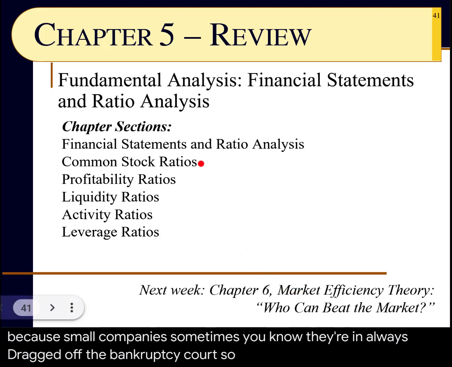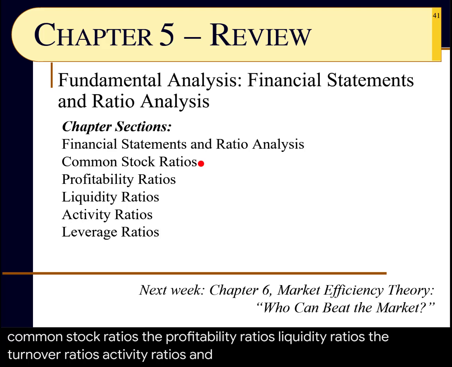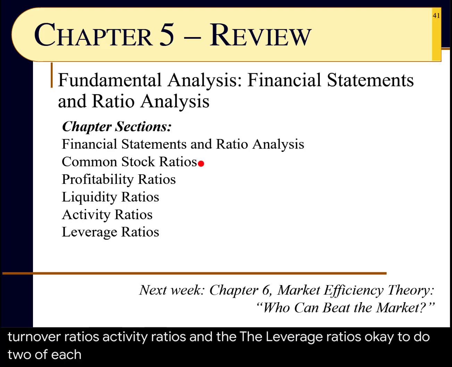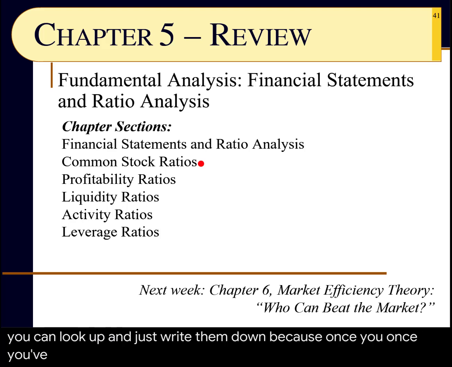But do at least 2 of the common stock ratios, the profitability ratios, liquidity ratios, the turnover ratios, activity ratios, and the leverage ratios. Okay, do two of each. Don't just go and find all the common stock ratios, which you can look up and just write them down, because once you've done a few, it's not too hard to do the rest.